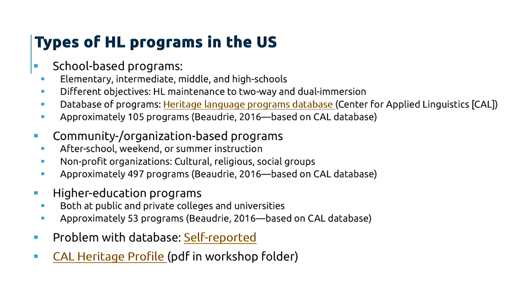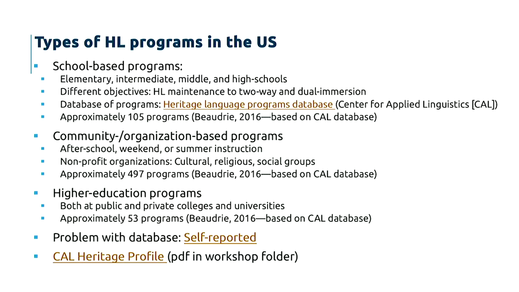All right, so according to Sarah Baudry, we have approximately 105 school-based programs in the United States. But this is also based on the COERLL database. There are also community or organization-based programs, which are sometimes after-school programs or weekend programs or summer instruction programs. These are usually organized by nonprofit organizations, for example, cultural organizations or religious organizations or sometimes social groups. And there are approximately 497 programs in the United States. And again, they have different kinds of objectives and different kinds of formats.